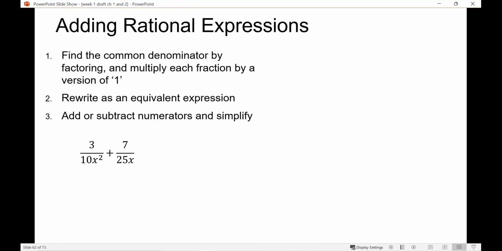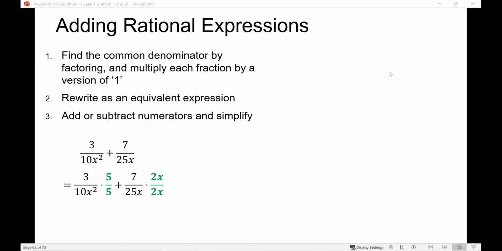So in this example, we've got two fractions. Our denominators are 10x squared and 25x. So we see that the common denominator is going to be, what is it going to be? It's going to be, there we go. Our common denominator is going to be 50x squared.